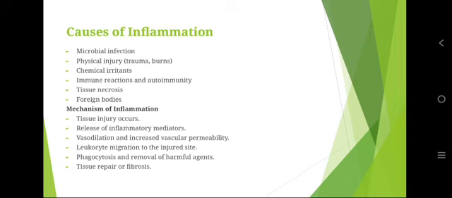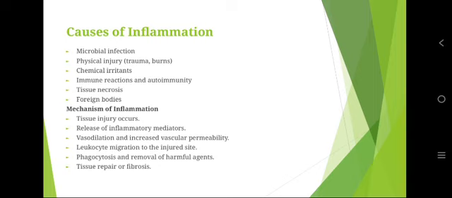Inflammation is caused by various factors such as microbial infection, physical injuries such as burns and radiation, and chemical irritants such as acids, toxins, pollutants, etc. Immune reactions such as allergy, autoimmune disorders, etc. And then tissue necrosis, which means cell death due to injury. These are the major causes of inflammation.